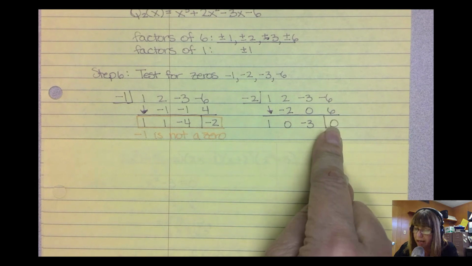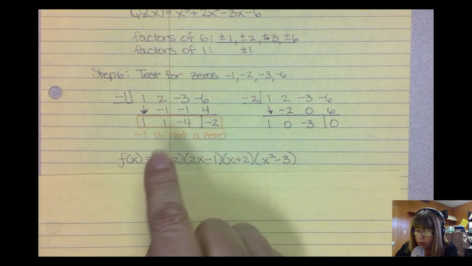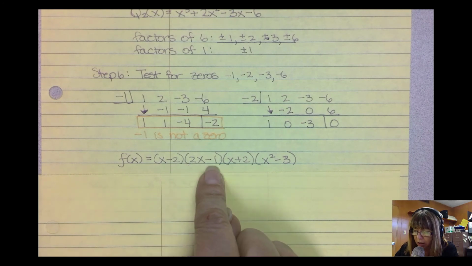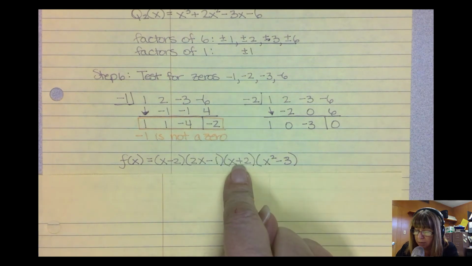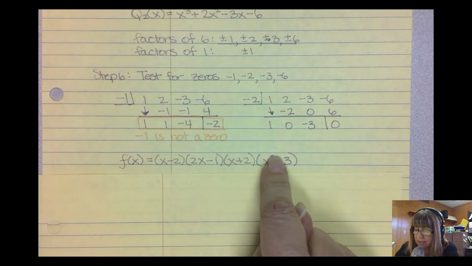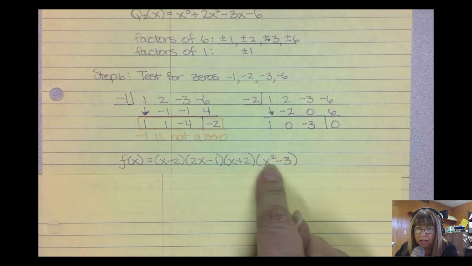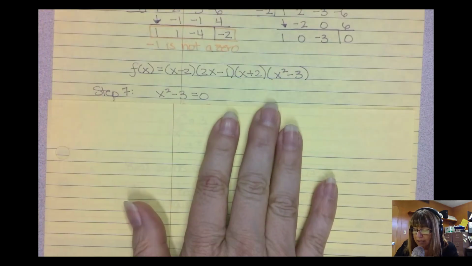So let's go ahead and rewrite our original function using what we know so far. We now know that f of x is x minus 2 times 2x minus 1 times x plus 2, because remember it's the opposite symbol, times x squared minus 3. We are down to a quadratic function, and therefore we can use any method that we want to solve this quadratic. Step 7. We finally made it to step 7.